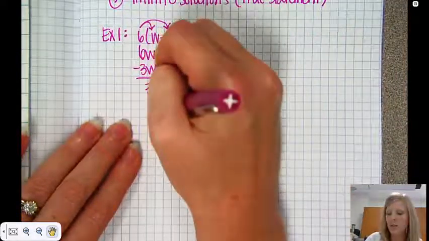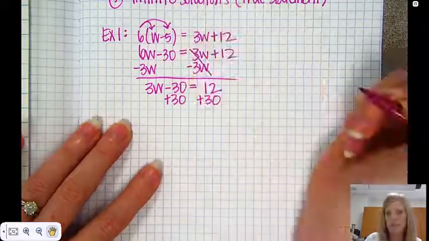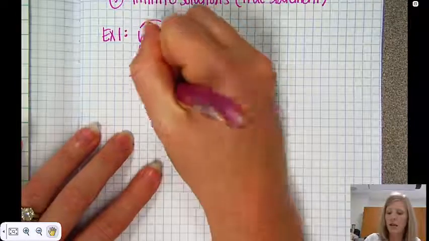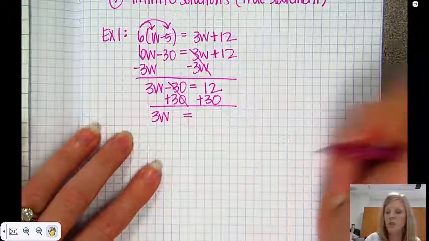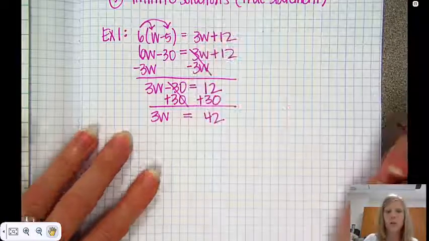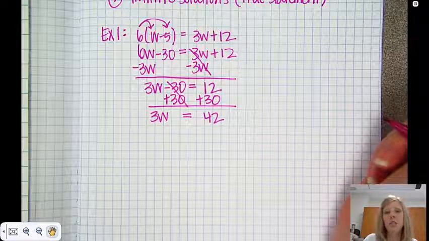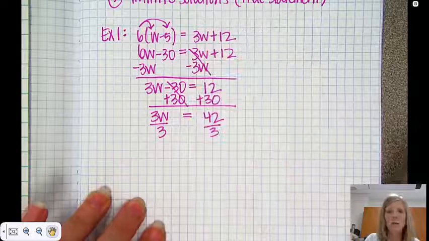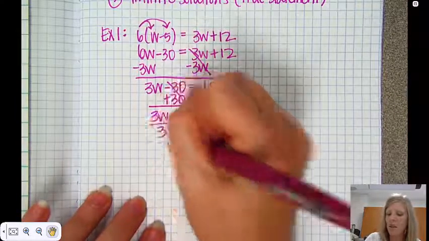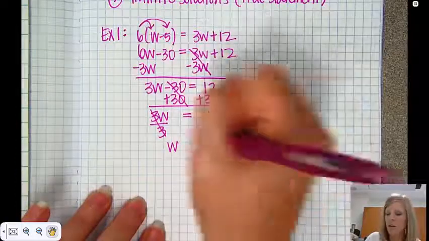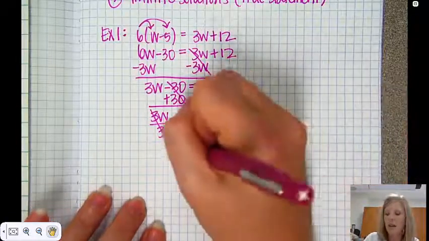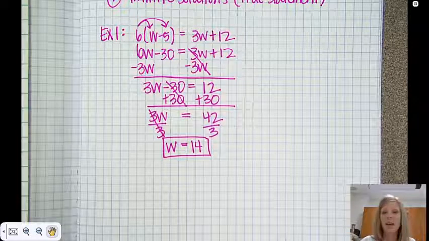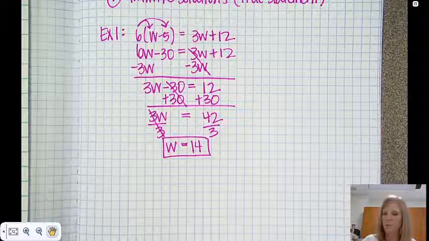So I'm going to do that by doing our operation of addition. Bring down the 3w. Negative 30 plus 30 cancels itself out. Bring down the equal sign. 12 plus 30 is 42. Now I look to see, do I have a coefficient that's other than 1? And I do. And so I get rid of that by doing division. So I'm going to divide both sides by 3. And when I do that, these 3's are going to cancel, leaving us with w. And 42 divided by 3 is 14. So I have an answer of w equals 14. Now let's look at our next example.